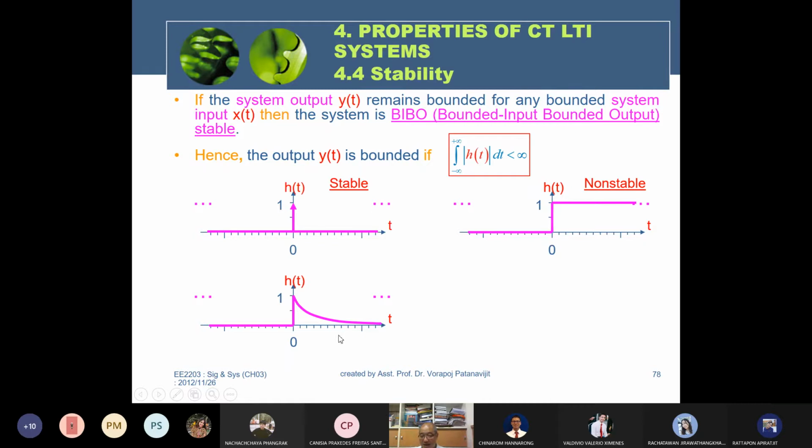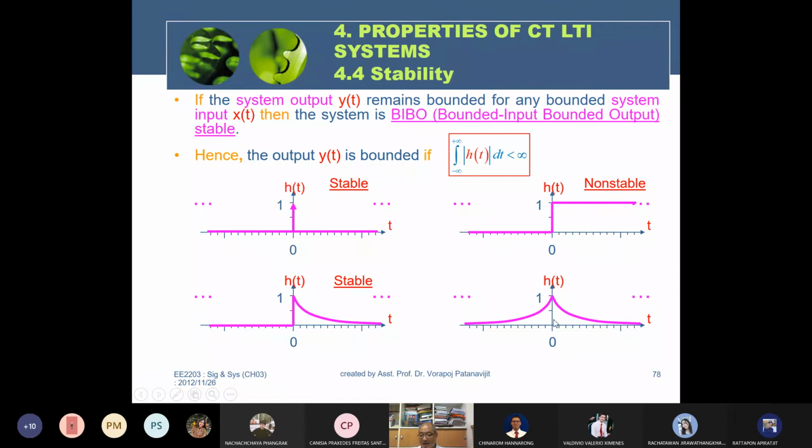This graph is a decaying exponential, for example, e minus t, say x(t) equal to e minus t. You can find the integration of e minus t over the range from 0 to infinity. The result is that this graph seems to reach infinity, but the area of it is finite. You integrate them, it's finite. If it's finite, it's stable. It's not infinity. The last one is very easy.